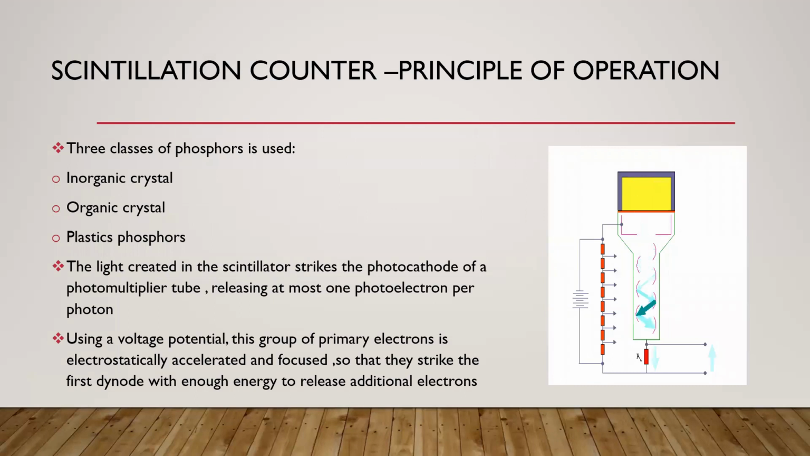There are three classes of phosphors that are used for the scintillating material, the scintillator. That is inorganic crystal, organic crystal, and plastic phosphors. The light that is created in the scintillator strikes the photocathode of a photomultiplier tube, releasing at most one photoelectron per photon. So the image which you are seeing is how the basic working of the scintillation counter looks like.